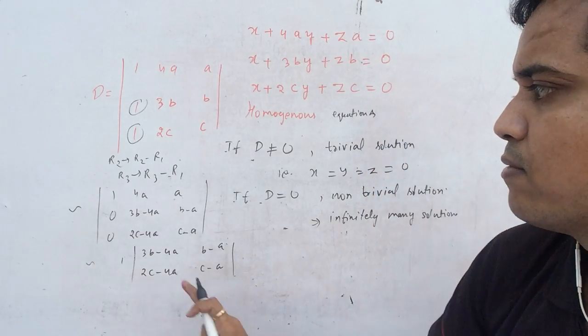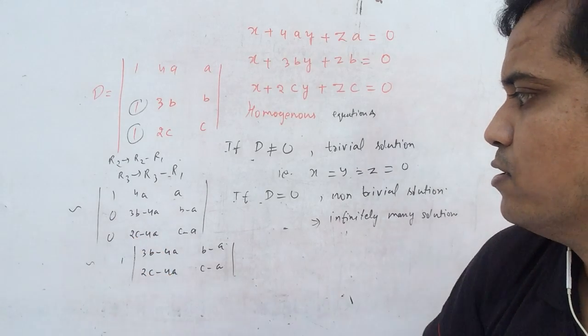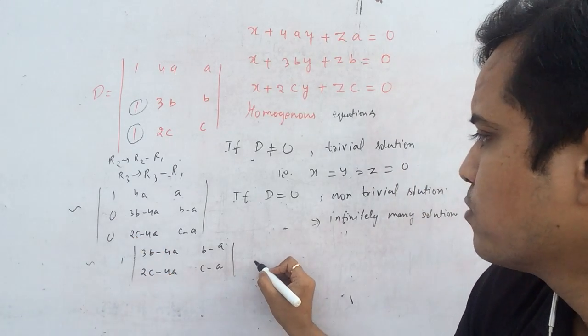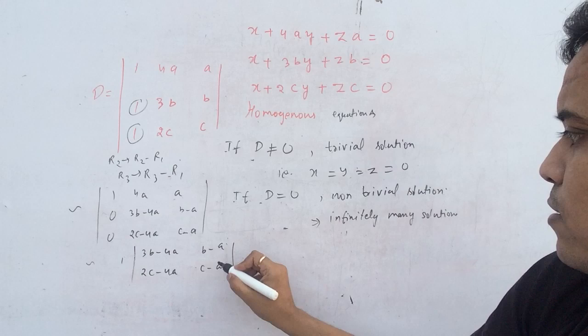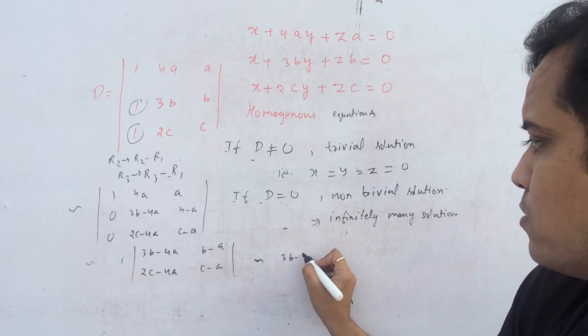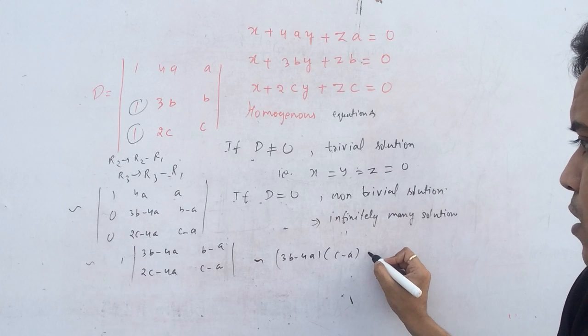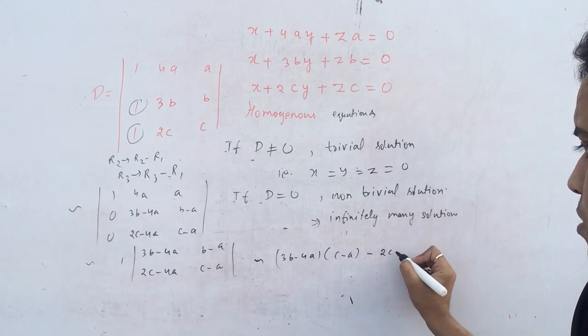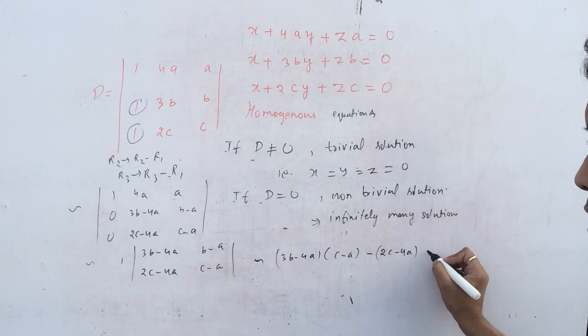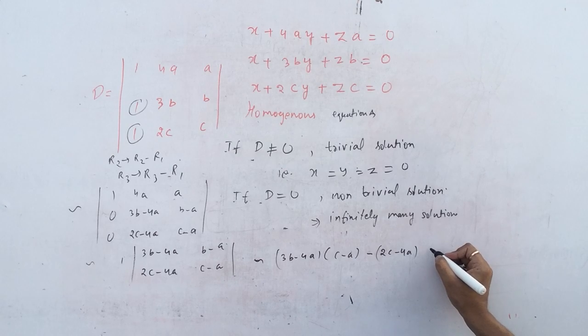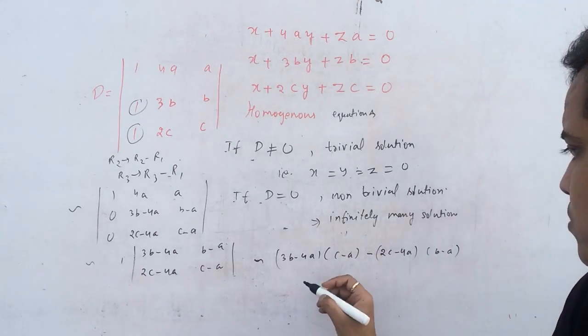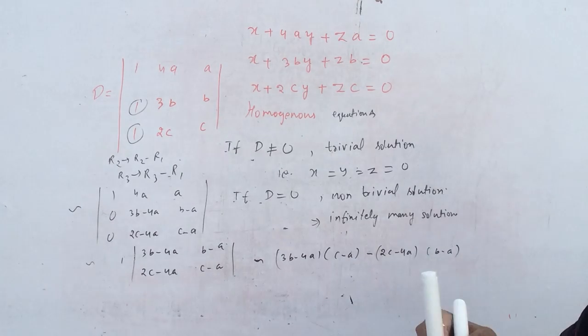No need to do anything else because we have the other elements 0 and 0, so we have to focus on this only. So you get left cross minus right cross: 3b minus 4a into c minus a, minus 2c minus 4a into b minus a. Do you have anything here?